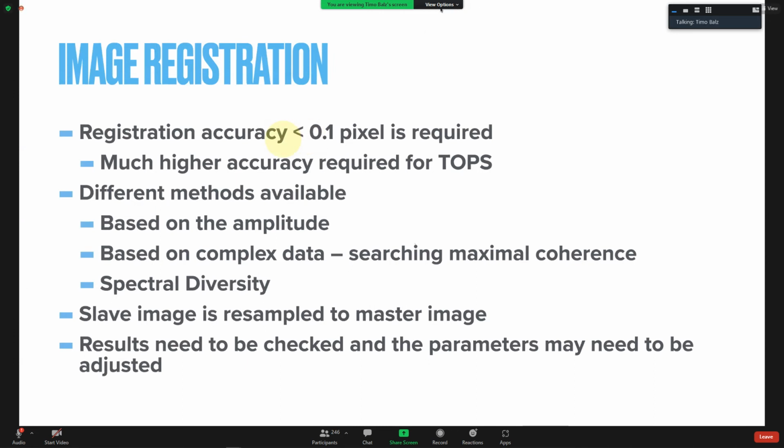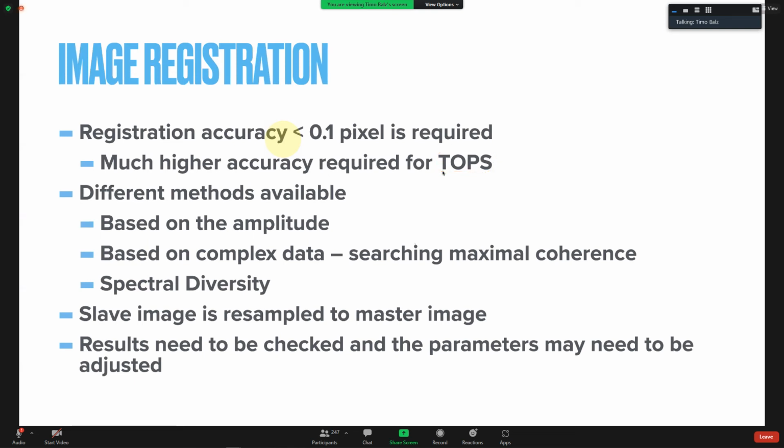And we need to do that very well. We need to do that with an accuracy that is better than a tenth of a pixel, right? That seems to be quite high, however, it is not very difficult to achieve in SAR remote sensing. We can achieve accuracy of better than 0.1 pixel with standard processing, basically. However, for this TOPS interferometry, when we use TOPS images, we need a much higher accuracy. I hope you remember TOPS.